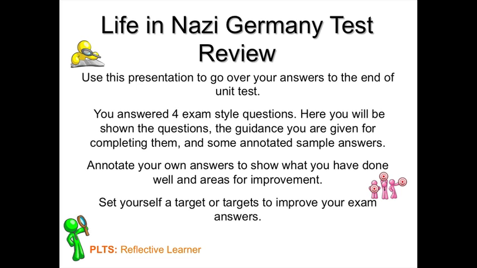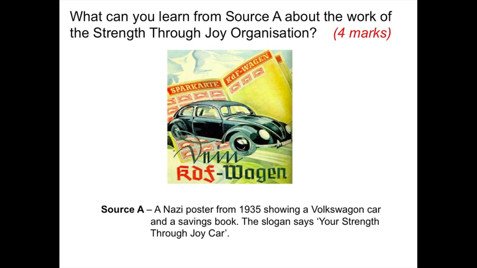This was question 1. It's a 4-mark source-based question. The question asks, what can you learn from source A about the work of the Strength Through Joy organisation? As you can see, source A shows you a picture of the KDF wagon. It says source A, a Nazi poster from 1935 showing a Volkswagen car and a savings book. The slogan says, Your Strength Through Joy car.